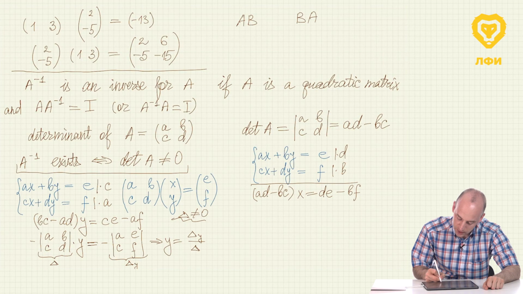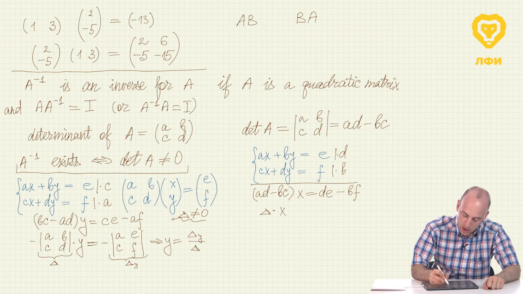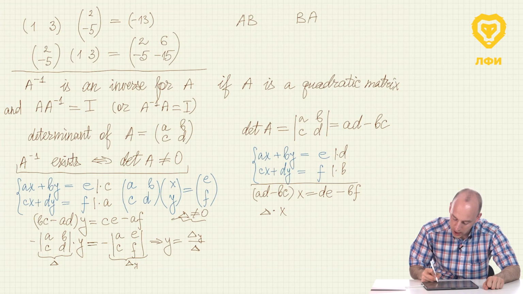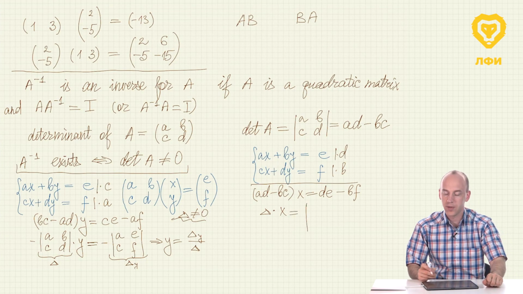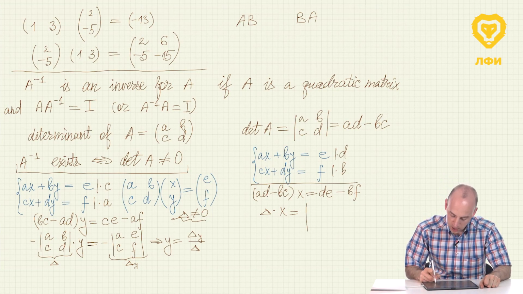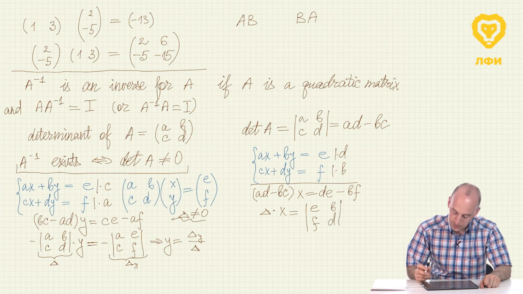Or alternatively, it means that on the left side I have delta, so it is just the same determinant. I can write it down straight away. And on the right I have the determinant of the following matrix: e, f, b, d. And so let me designate it as delta with subscript x.